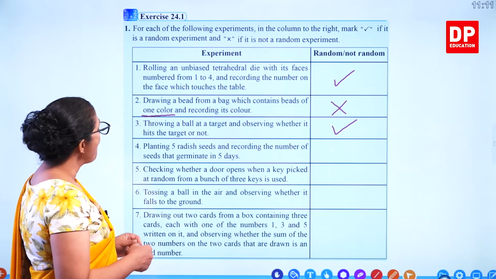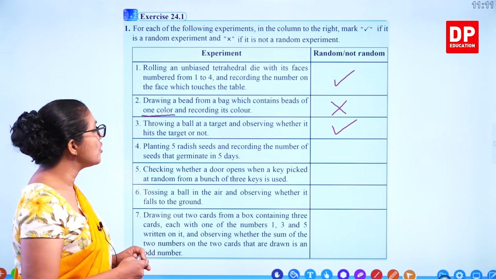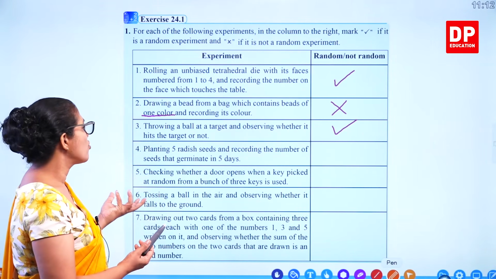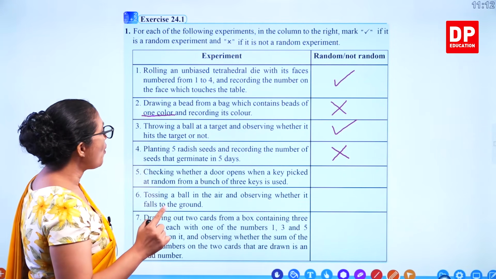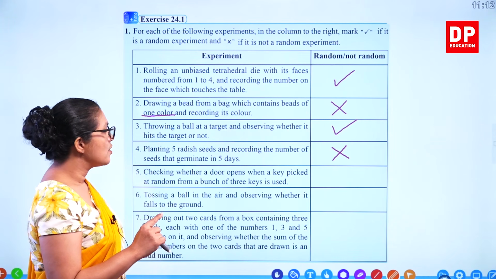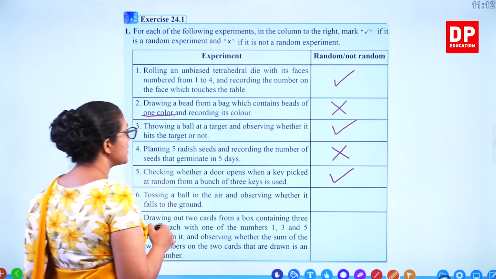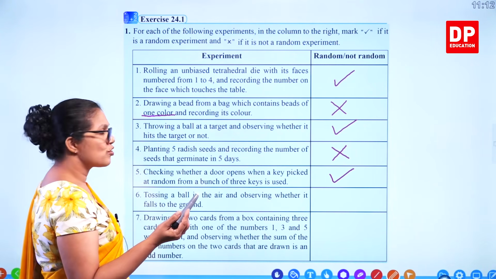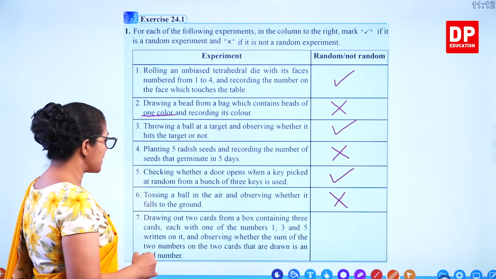Look at the next one. Planting 5 radish seeds and recording the number of seeds that germinate in 5 days. 5 radish seeds from 1 radish. So it's not random. Checking whether a door opens when a key picked at random from a bunch of 3 keys is used. So it is a random experiment. So 3 keys are there and you are selecting one. Tossing a ball in the air and observing whether it falls to the ground. So it always falls. That's not a random experiment.